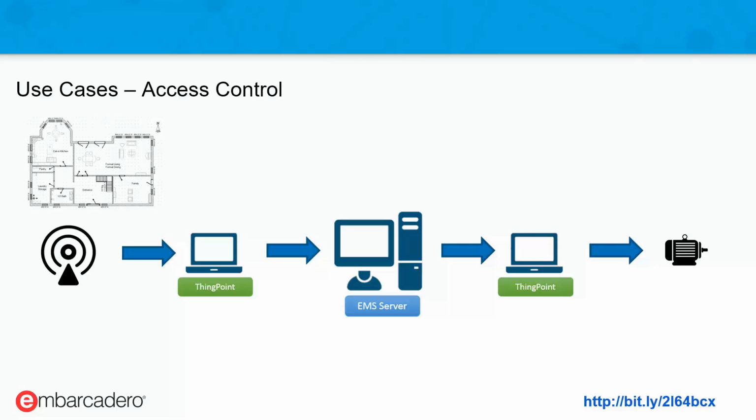So you could track a beacon traveling around an office or a factory zone, for example, and make decisions by feeding that data through a thing point to a central EMS server about whether or not access should be granted.